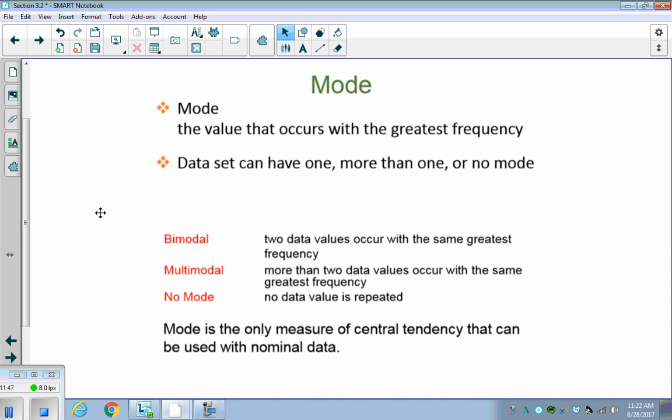Easy stuff. The mode. It's the data point that occurs most often. Sometimes there isn't a mode, because there's not a data point that occurs more than once. On your exams, it could be that every single person in here gets a different test score. There wouldn't be a mode.